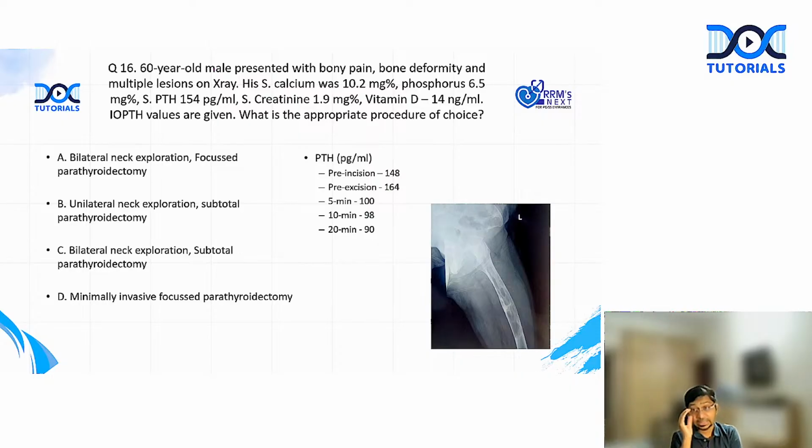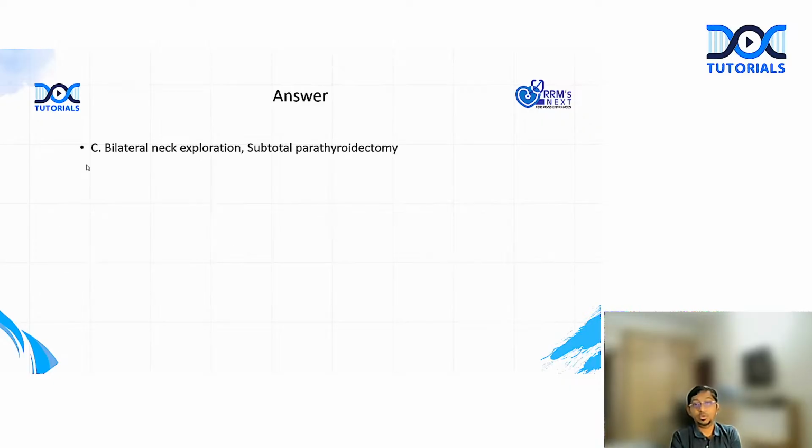So this is a classical example of a multiglandular disease. In this kind of patient, what will you do? Bilateral neck exploration with focused parathyroidectomy? No, that's not what we do. Unilateral neck exploration with a subtotal parathyroidectomy? Again, that's not something we do for secondary hyperparathyroidism. Bilateral neck exploration, subtotal parathyroidectomy, or a minimally invasive focused parathyroidectomy. The correct answer here is that you have to do a bilateral neck exploration and a subtotal parathyroidectomy.